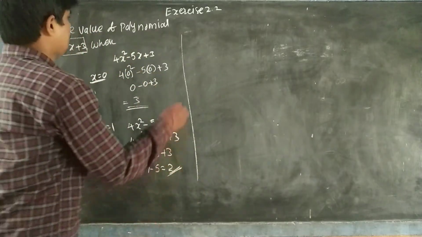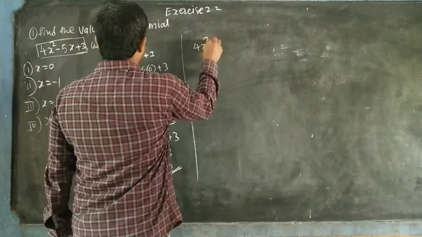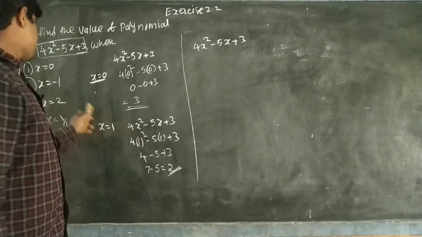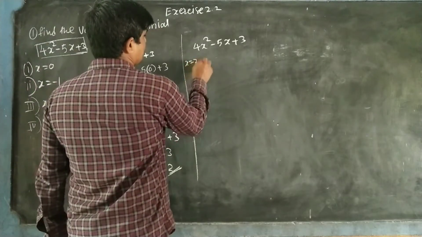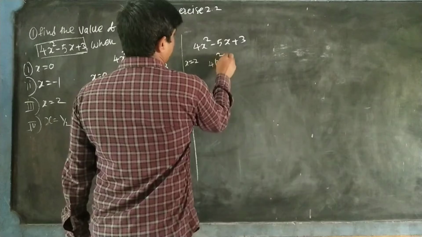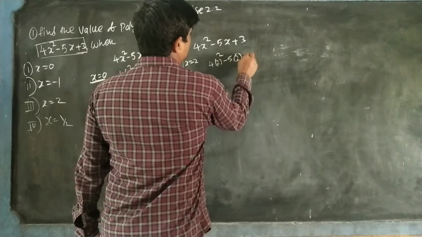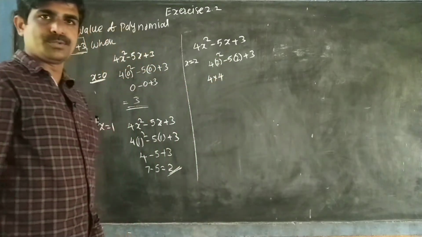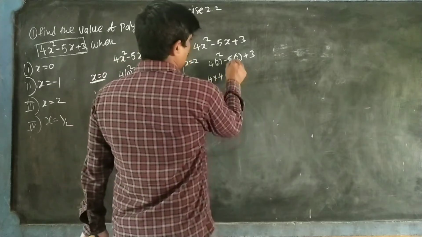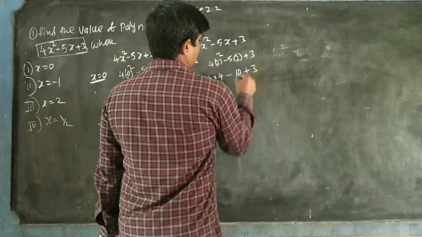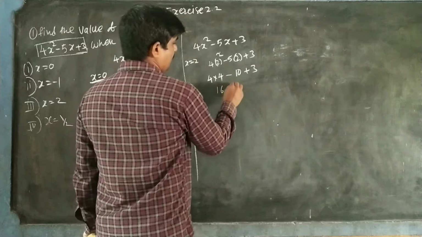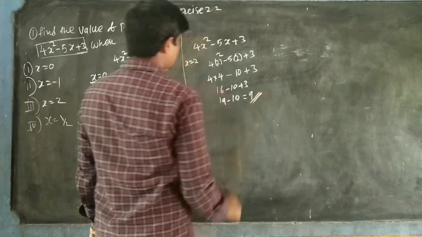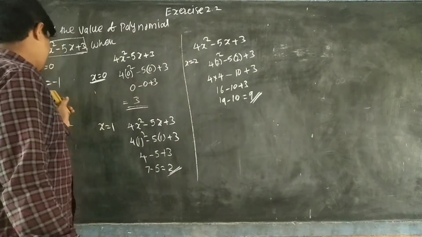Next, I am taking x is equal to 2. 4x square minus 5x plus 3. Instead of x, you have to substitute 2. So 4 into 2 square minus 5 into 2 plus 3. 2 square is 4, 4 fours are 16, minus 5 twos are 10, plus 3. 19 minus 10 is 9. So the value of the given polynomial at x is equal to 2 is 9.